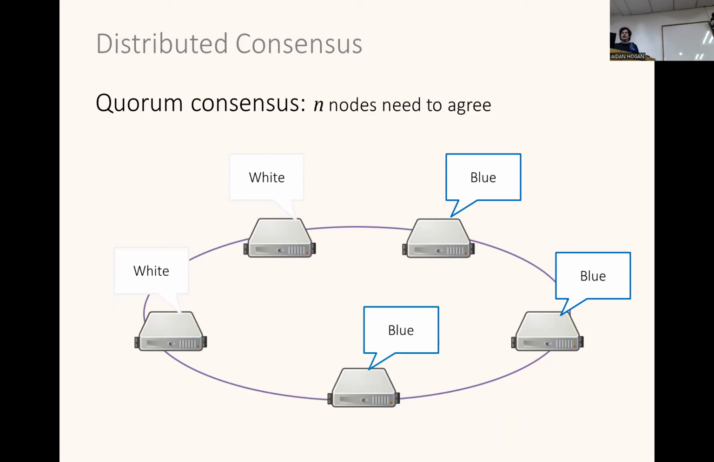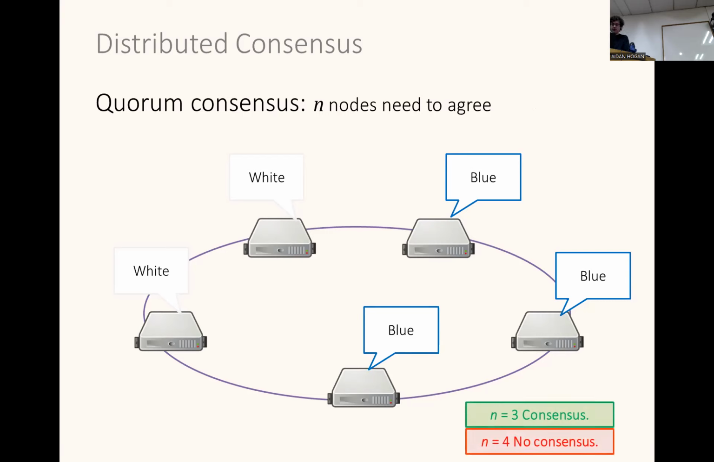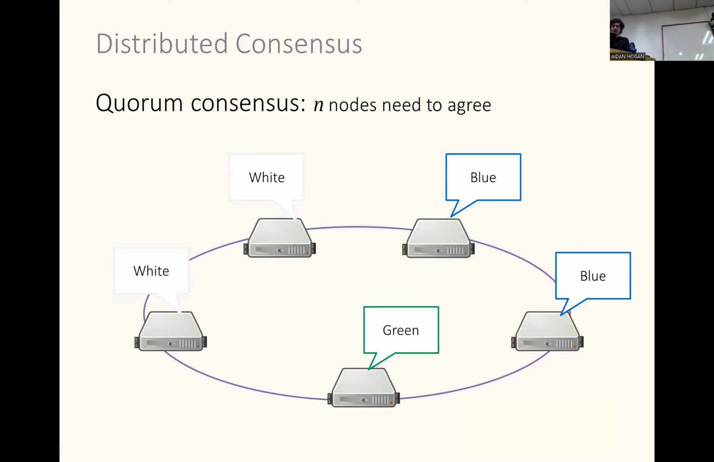Another very common type of consensus in distributed systems. Majority and strong consensus are very popular. However, quorum consensus is also very popular, where we set an N. We say how many nodes we need to agree for something to be accepted. So if we define here N equals 3, there's consensus. If we define N equals 4, we don't reach consensus. We don't find at least 4 nodes that agree on a particular value.